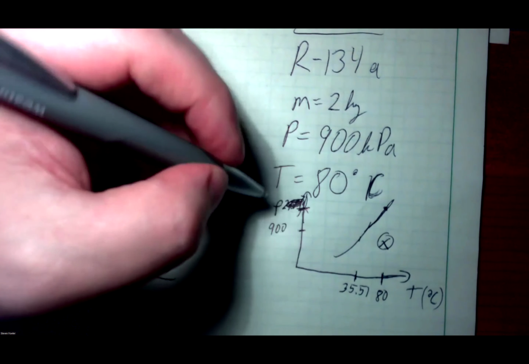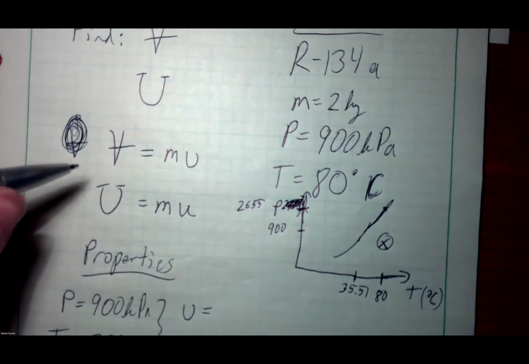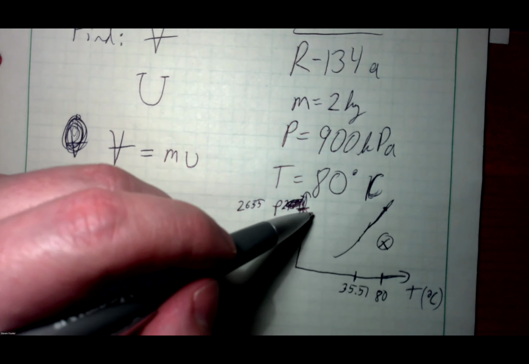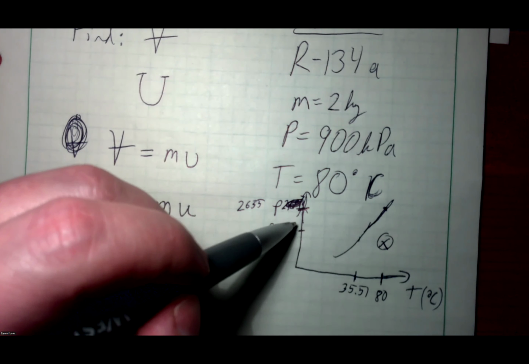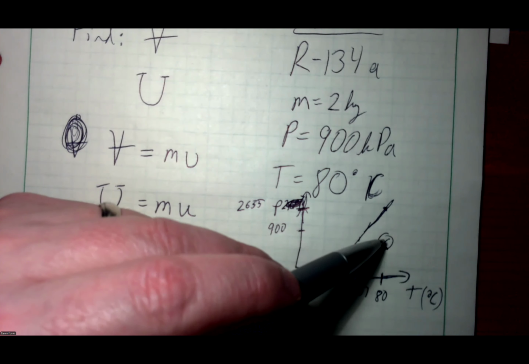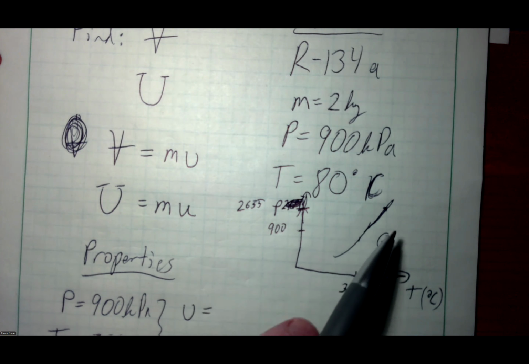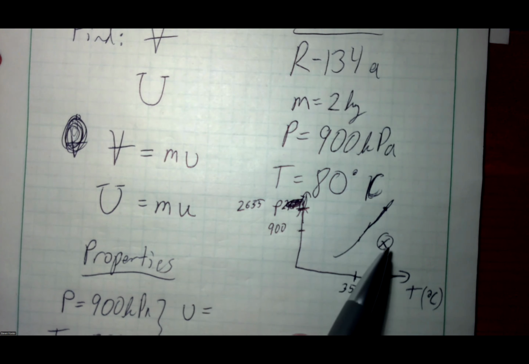Let's erase that. It was like 2635, I think it was, out here at 80, right? So I can also plot that point. So at this 80, I've got a pressure way up here, but my pressure's down here at 900. That puts me down here. In both cases, if I plot where I'm at relative to this curve, I'm either below the curve or to the right of the curve, both of which would put me in the superheated vapor region.